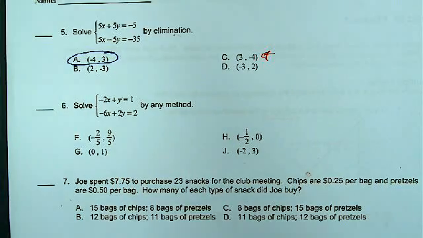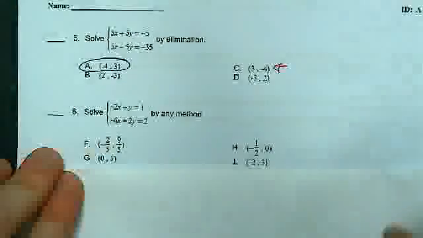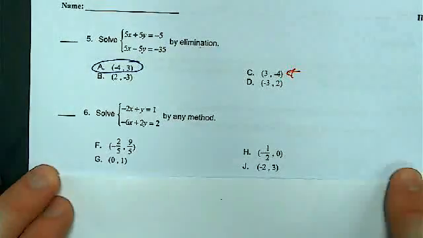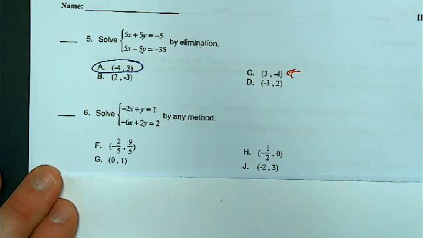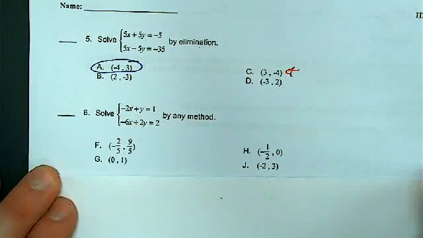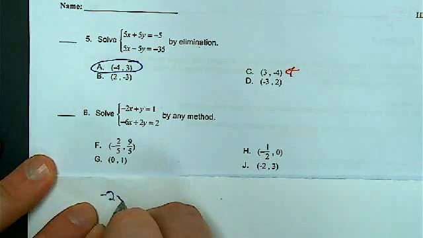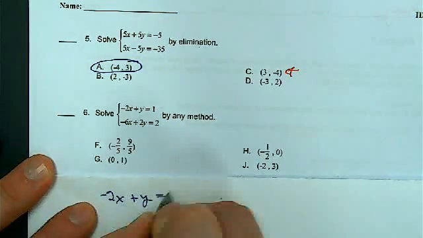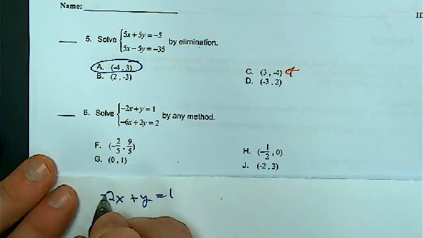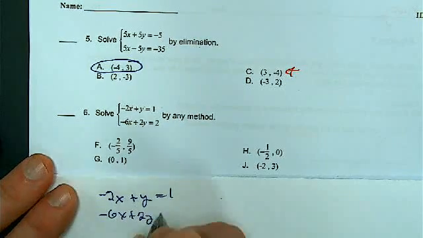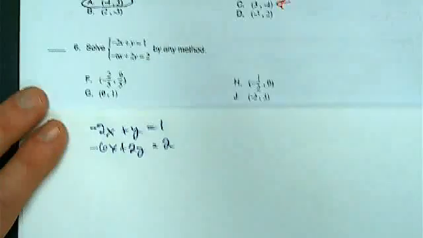Number 6 says solve by any method. I'm looking at that and I see that y as being really useful for one of two things, either substitution or elimination. I'm going to go ahead and use substitution as my method of choice for this. So -6x plus 2y equals 2.